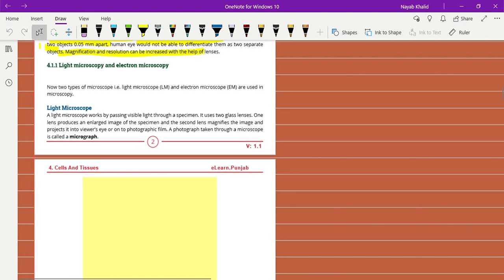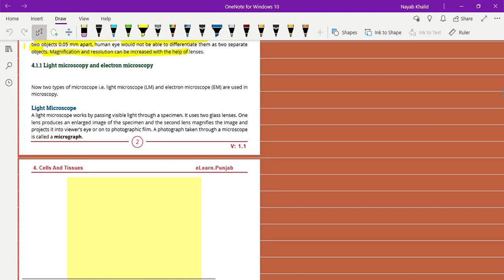A light microscope works by passing light through a specimen. The basic feature of the light microscope is that visible light is passed through a specimen, or the living organism that you want to observe. It uses two glass lenses.